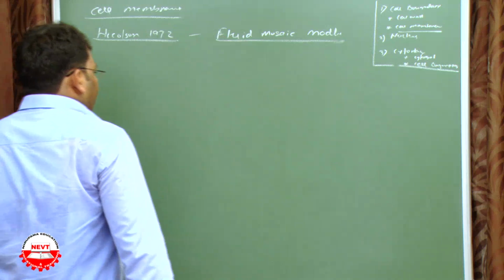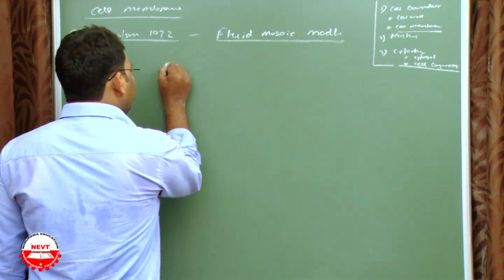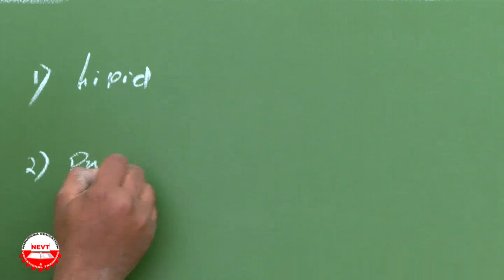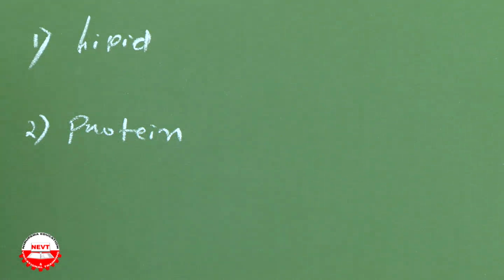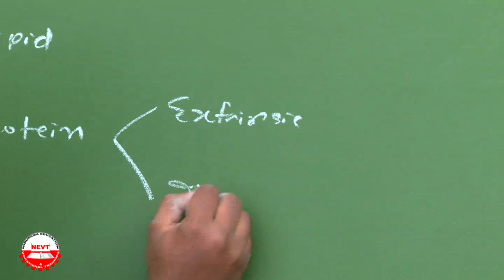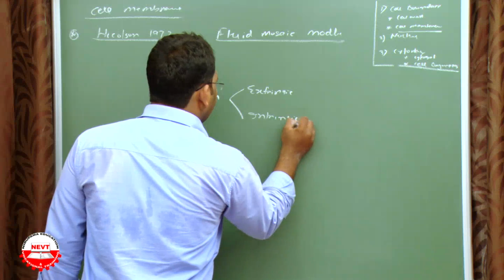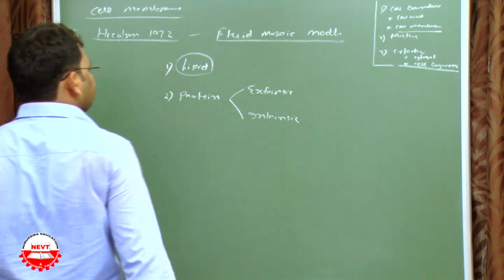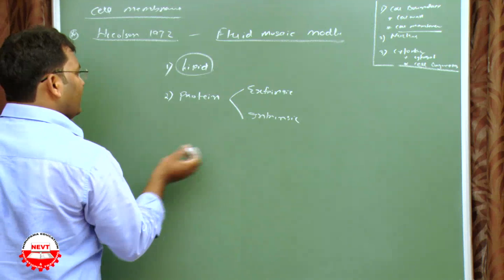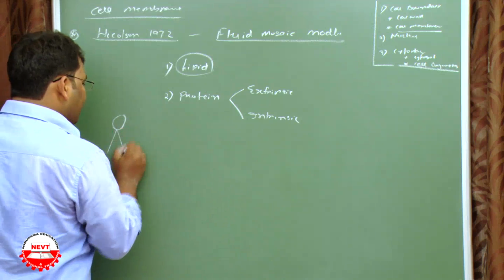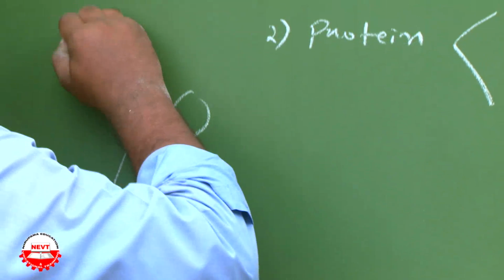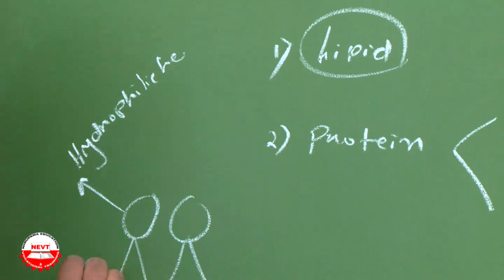Let's see. He said the cell membrane contains two things: one is lipids, another is protein. There are two types of proteins: one is extrinsic protein and the other is intrinsic protein. Well, what exactly is lipid and how is it arranged? The proteins are embedded in the lipids uniformly, and the lipids have two parts: a hydrophilic head and a lipophilic tail.